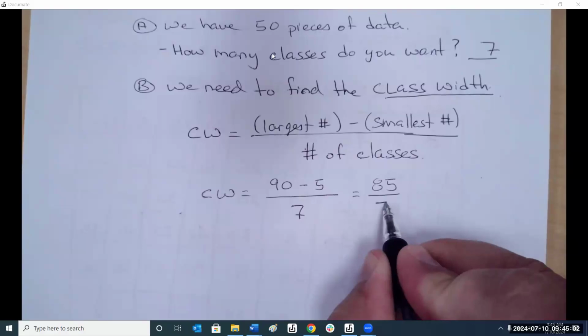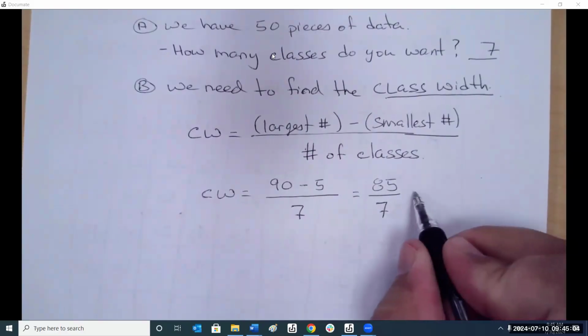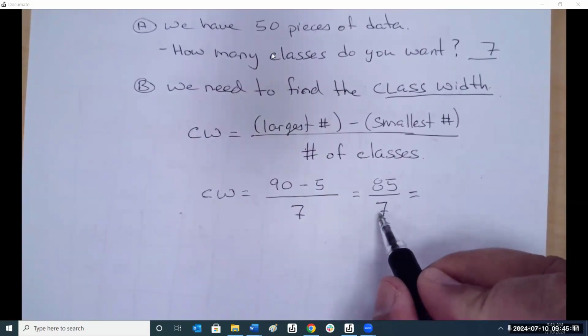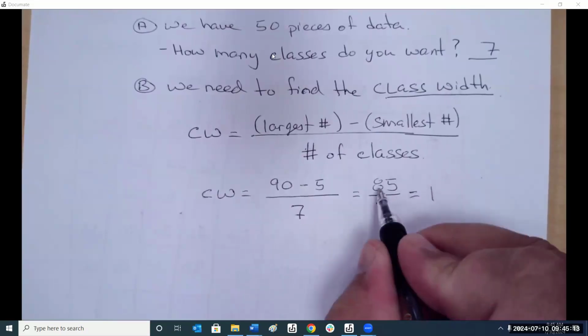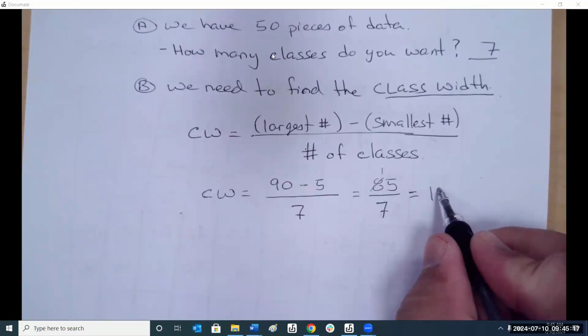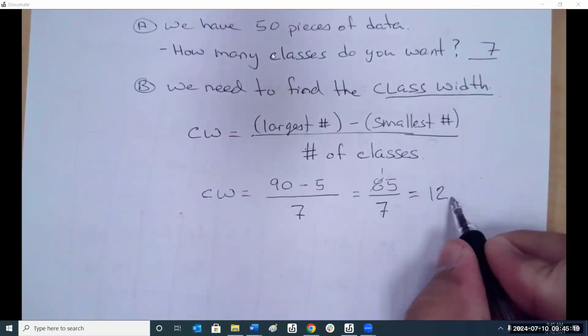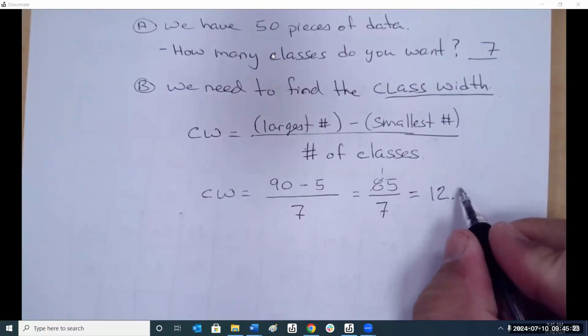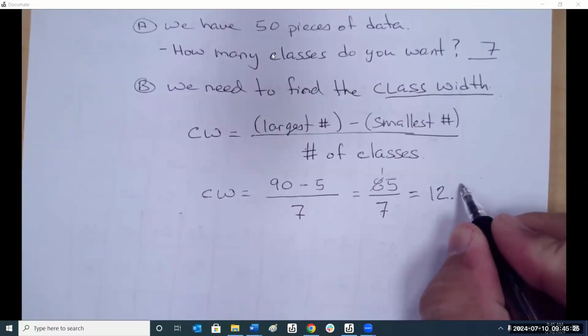So we get 85 over 7. 7 goes into 8 one time with 1 left over. 7 goes into 15 twice with 1 left over. So you have 12 point something, like 12.1.